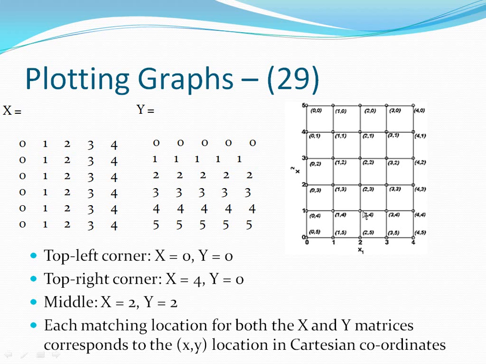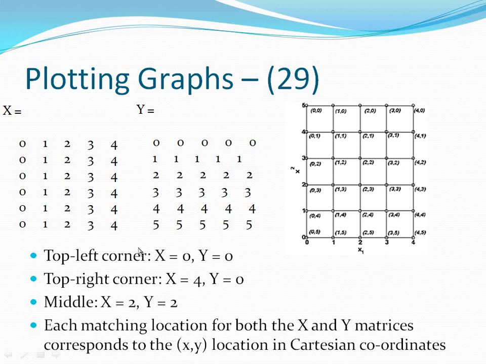So you're going to the corresponding location, the physical coordinate, the coordinate in Cartesian space, and then you can get the x and y value as so. Okay? So each matching location from both the x and y matrices corresponds to the actual physical location in Cartesian space. So now, how do you create 3D plots?